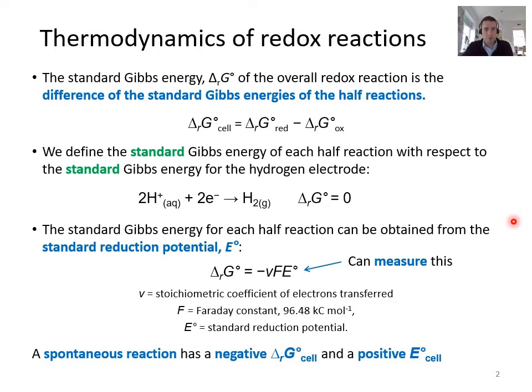Finally, we need to remember that in order to determine whether a reaction is spontaneous or not, we have to look at the value of the delta G for the reaction. If that value is negative, then the reaction is spontaneous. If it is positive, then it is non-spontaneous. If the delta G is negative, then the standard reduction potential for the whole reaction is going to be positive, because of this relationship here.